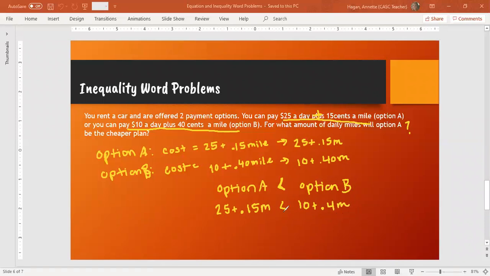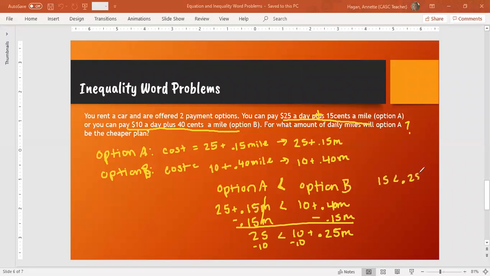So now we're going to solve this for M. I am going to subtract 0.15M from each side, and I'm doing that because this is really 0.40. So we get 25 is less than 10 plus, basically we do 0.40 minus 0.15. 0.40 minus 0.15 is 0.25, so 0.25M. We subtract 10 from each side. And so I get 15 is less than 0.25M.